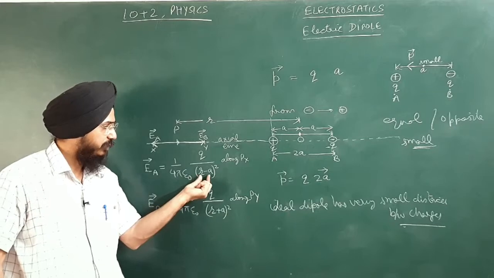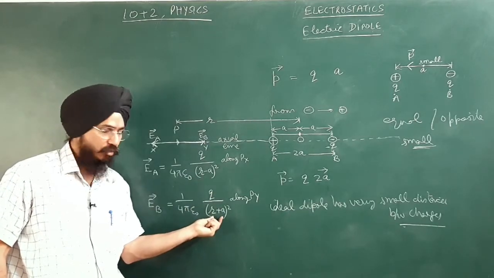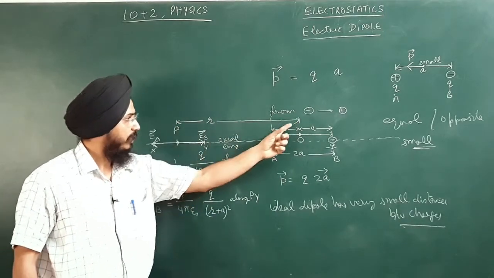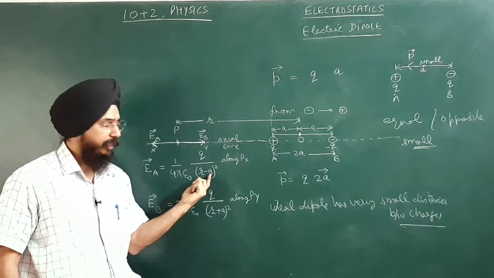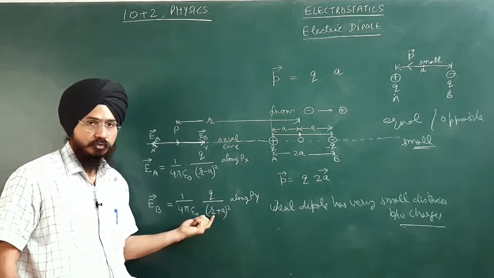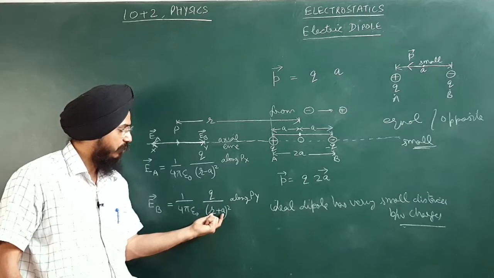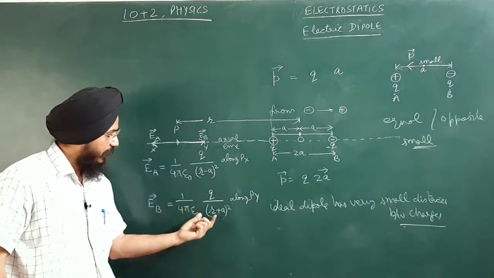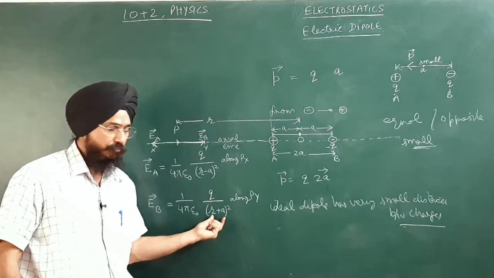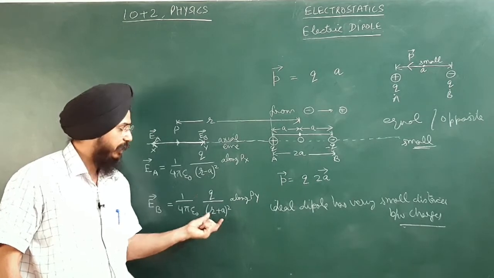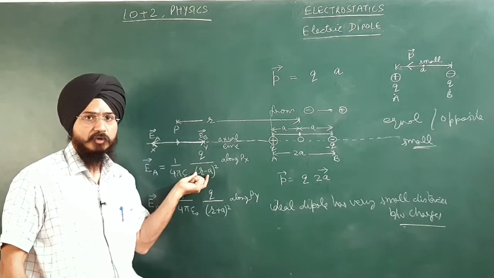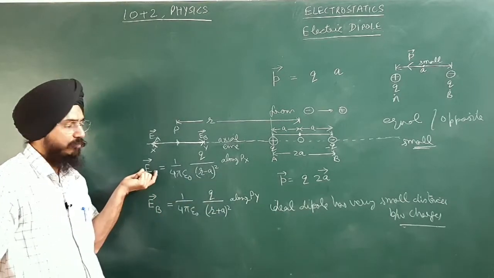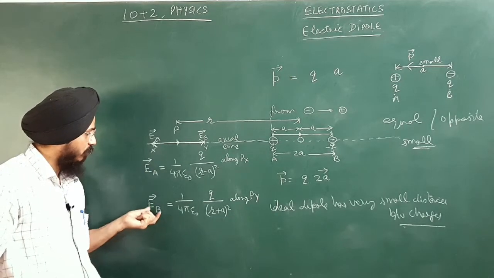Now r minus a is less than r plus a because distance r is the same in both expressions. Here a is subtracted from r, here a is added to r. Therefore the (r plus a) whole square term is bigger than the (r minus a) whole square term. As this is in the denominator, the quantity with the bigger denominator will have a smaller result. So EB is smaller than EA.